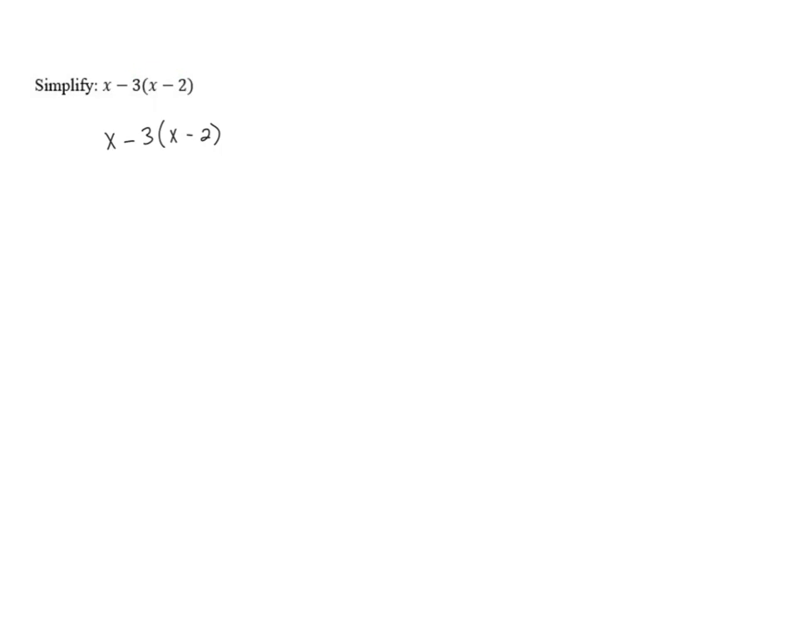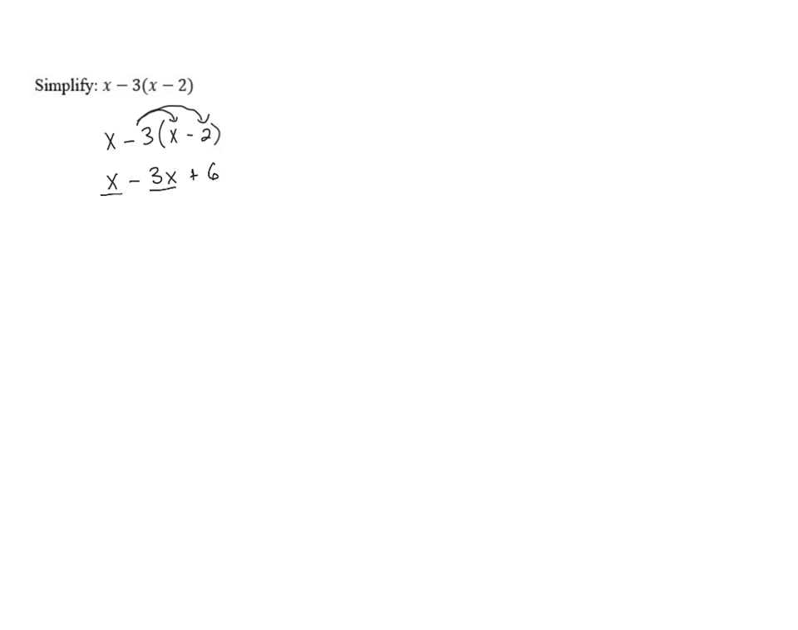So whenever there is a negative number in front of the parentheses, the negative gets distributed as part of the number. So when we look at this, the x stays out front, and then negative 3 times x gives us negative 3x, and then negative 3 times negative 2 becomes positive 6, because a negative times a negative is a positive. Now that we've gotten rid of the grouping symbols, we can combine like terms.